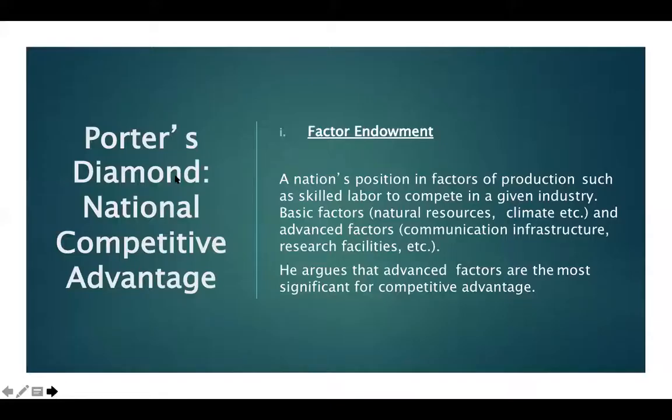And Porter's factor endowments is explained. Porter says that a nation's position in factors of production, such as skilled labor, to compete in a given industry. Porter classifies these factors as basic factors and advanced factors. According to Porter, basic factors mean natural resources, climate, etc. And advanced factors mean communication infrastructure, research facilities, etc. So Porter classifies this into these two different types of factors.